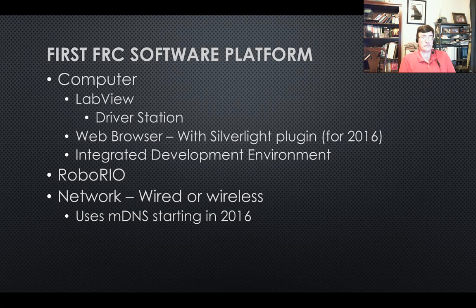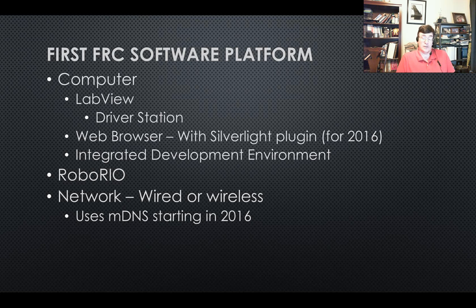Just one point, the FRC environment has been using mDNS starting in 2016. What that means is your RoboRio can have an IP address assigned dynamically. Every time you boot up the RoboRio, it's going to seek out an mDNS server, and once it finds that server, it's going to connect to it using the Dynamic Host Configuration Protocol, DHCP, and ask that server what IP address it should be on at that moment. When you power off and power back on the RoboRio, it can get a different IP address, but you'll always be able to access it using its DNS name.